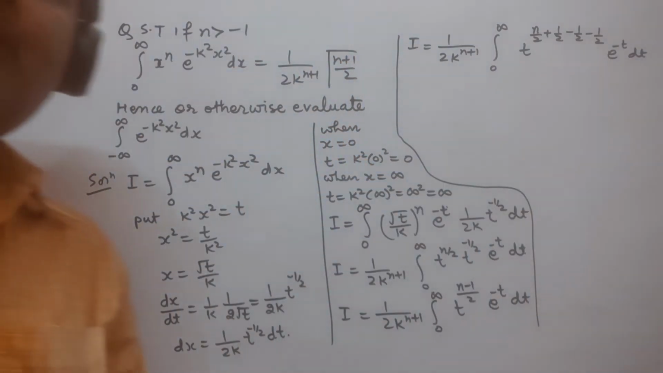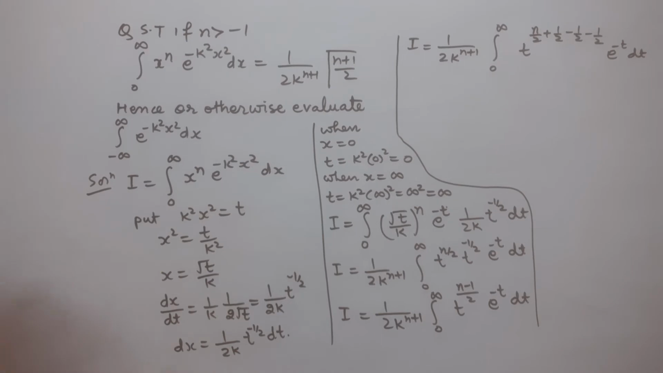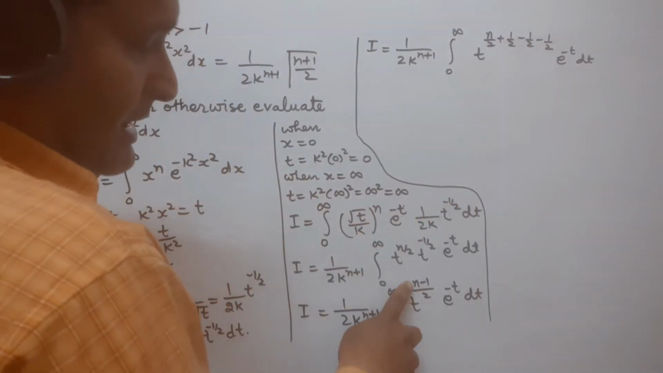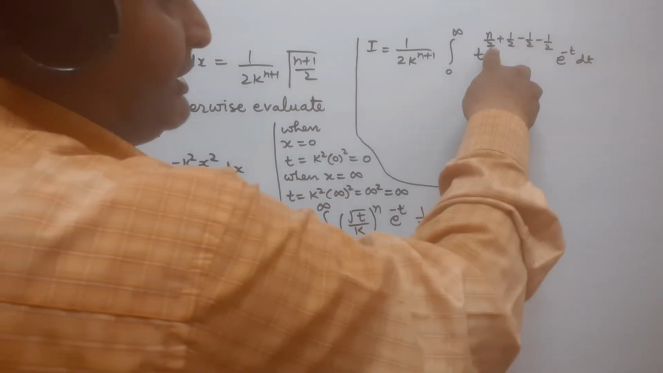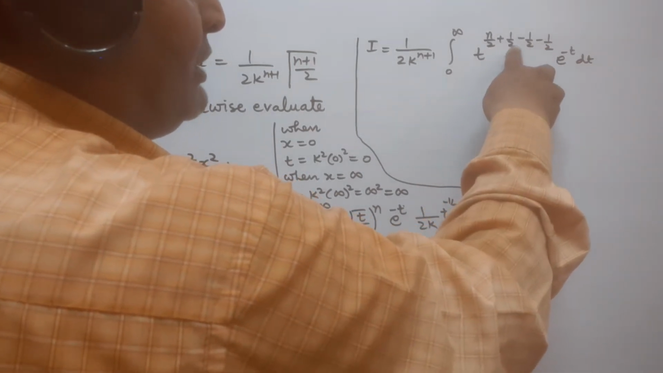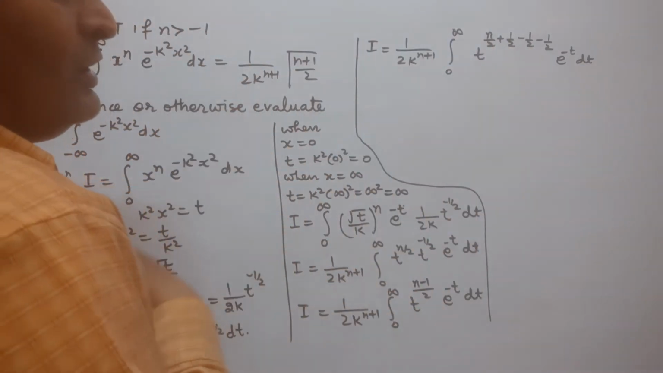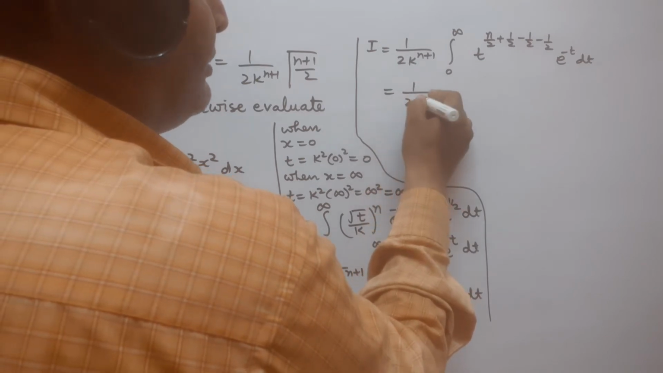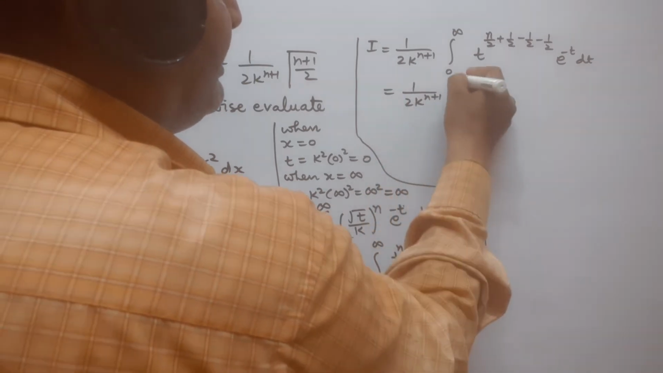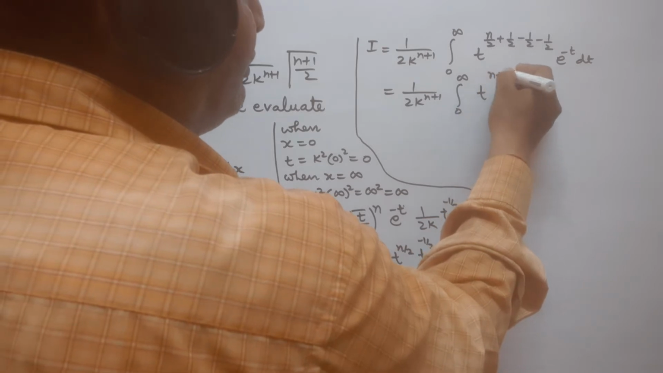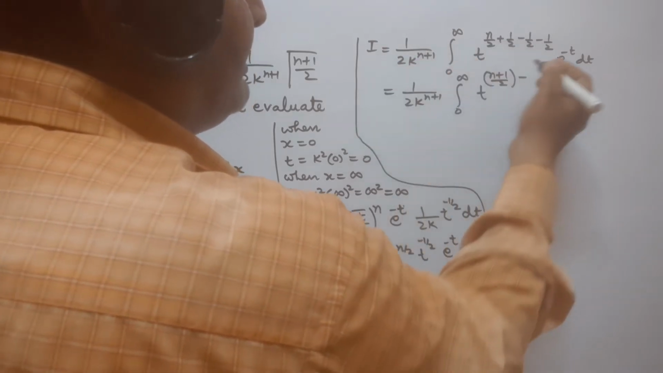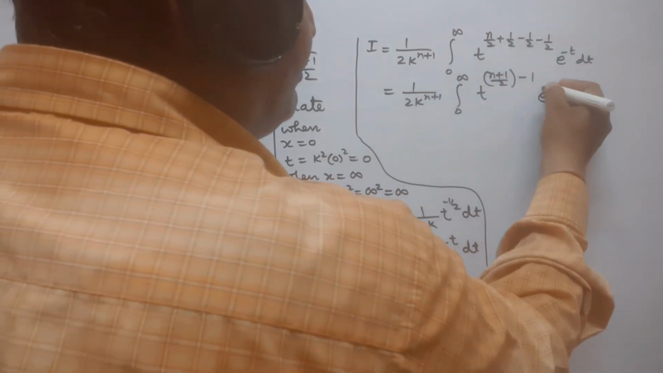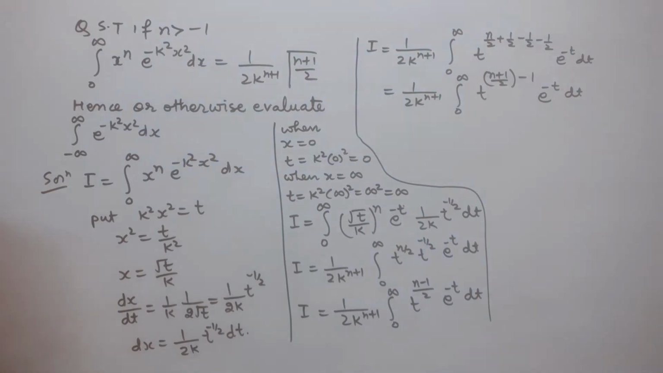आप देख सकते हैं इस इंटीग्रल में जो t की पावर है इसमें 1 by 2 ऐड किया गया है, 1 by 2 सब्ट्रैक्ट किया गया है, और ये आपका n by 2 minus 1 by 2 है, so this is n by 2 minus 1 by 2, and this 1 by 2 added and this 1 by 2 subtracted. So n by 2 plus 1 by 2, so this can be written as t to the power (n plus 1) divided by 2 minus, and this 1 by 2 and this 1 by 2 together make 1, and e to the power minus t dt.